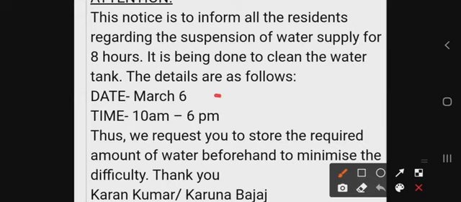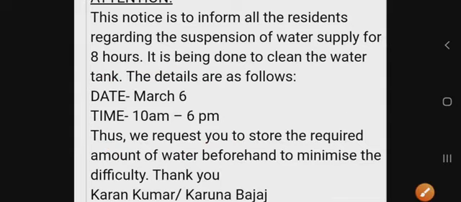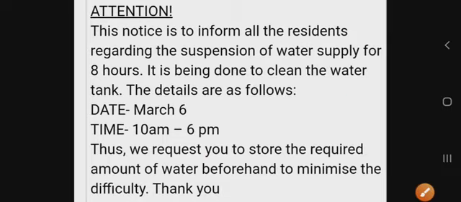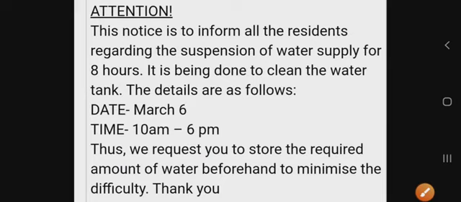See, it's nice to present the data like this instead of writing it in paragraphs, alright? Presenting data like this brings clarity. Clarity is very essential, alright? The thing should be readable. So thus we request you to store the required amount of water beforehand to minimize the difficulty. Thank you. Just clear, concise and precise. To the point.